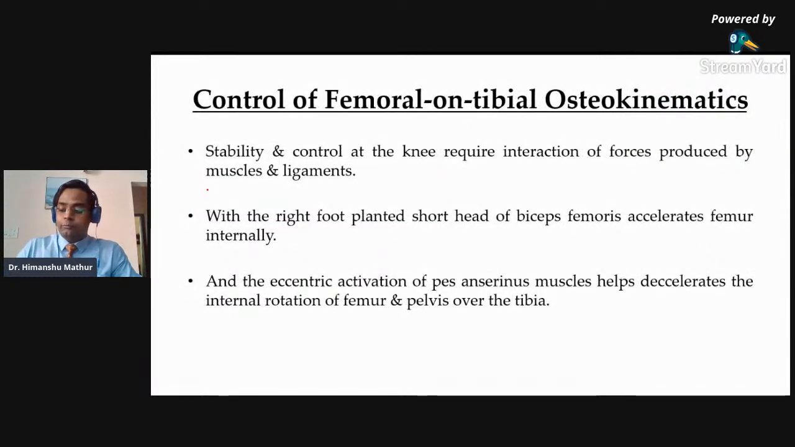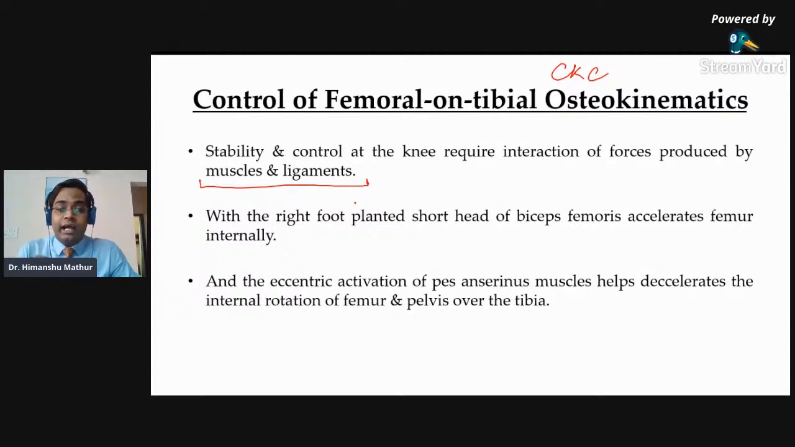Now I'm talking about the CKC, closed kinematic chain, the control of femoral on tibial osteokinematics. This time the tibia is fixed and the femur is moving. Whenever the femur is moving, the stability and control at the knee require an interaction of forces, being the combined action of muscles and ligaments. We'll talk about how different groups of muscles work in combination.